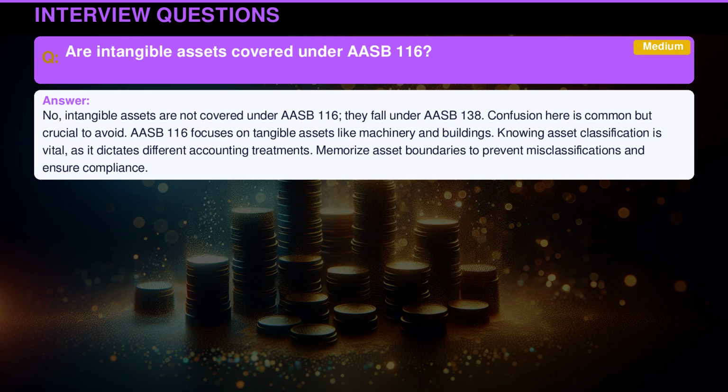No, intangible assets are not covered under AASB 116. They fall under AASB 138. Confusion here is common but crucial to avoid. AASB 116 focuses on tangible assets like machinery and buildings. Knowing asset classification is vital, as it dictates different accounting treatments. Memorize asset boundaries to prevent misclassifications and ensure compliance.